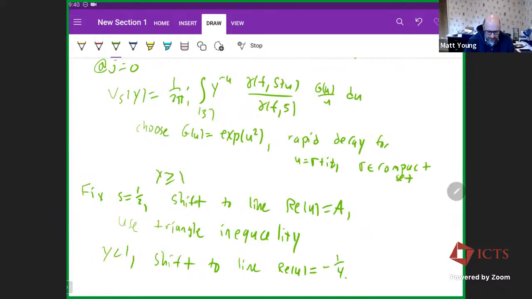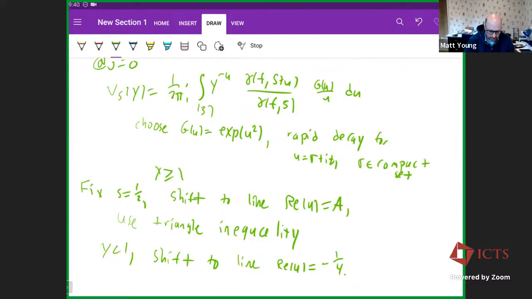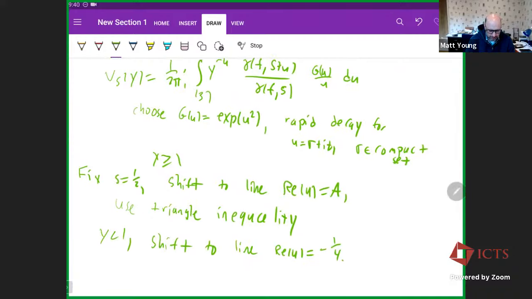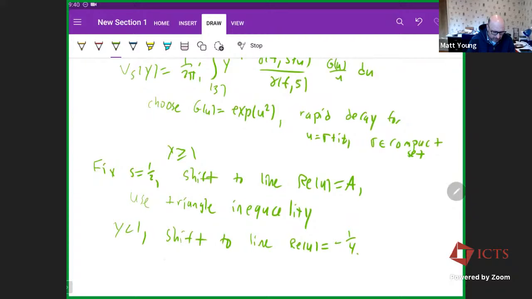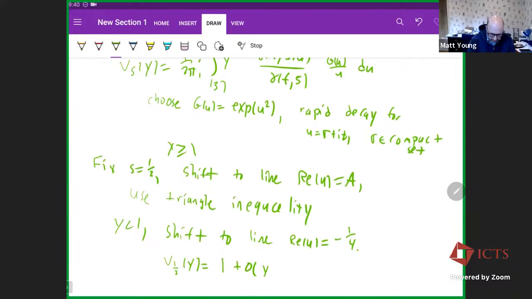And then you'll hit a pole at 0, so it'll actually be 1 plus big O of y to the quarter. But for what I'm using, I don't even need that. I just want to know that it's big O of 1. Okay, maybe I will want to use this. So V 1/2 of y will be 1 plus big O of y to the quarter for y going to 0 from the right.